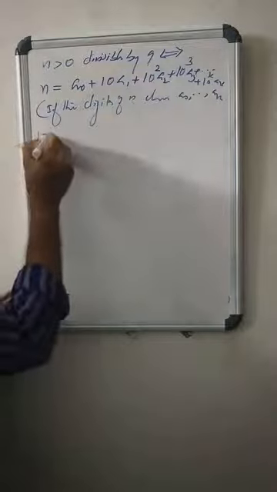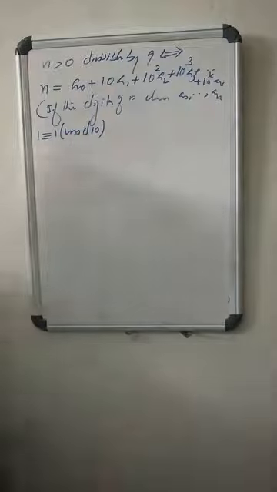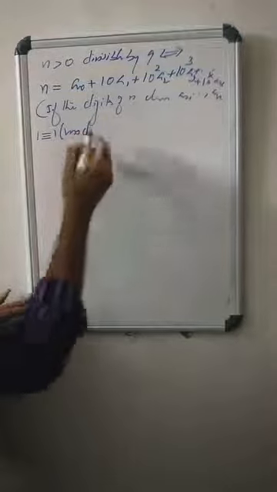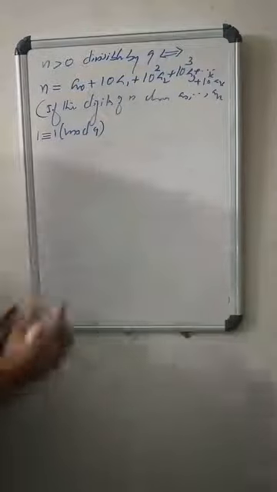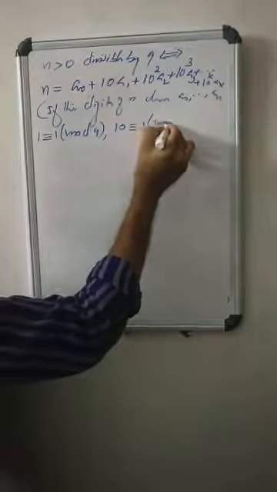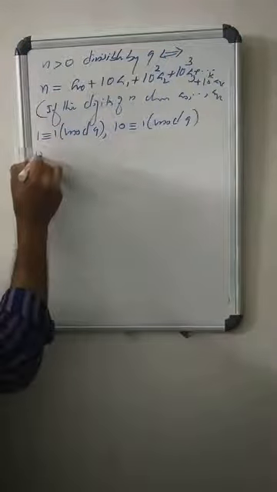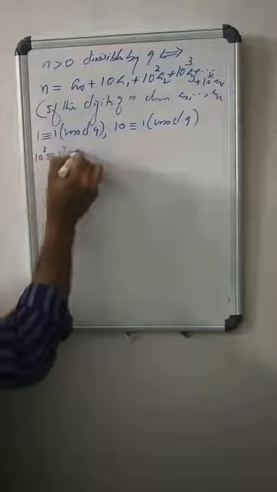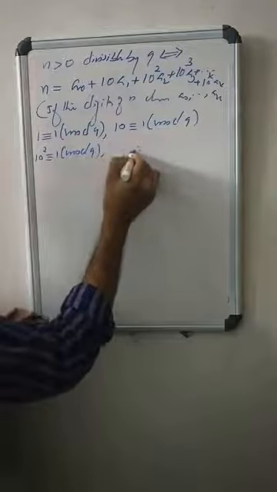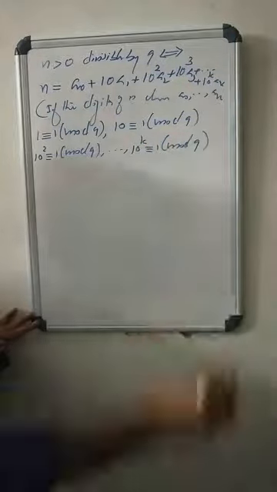We also know that 1 is congruent to 1 mod 10. That's immediate. Sorry, 1 is congruent to 1 mod 9. Agree. What about 10? 10 is also congruent to 1 mod 9. Sure, 10 minus 1. What about 10 squared? 10 squared is also congruent to 1 mod 9. 10 cubed is congruent to 1 mod 9, etc. So 10 to the power k is congruent to 1 mod 9.